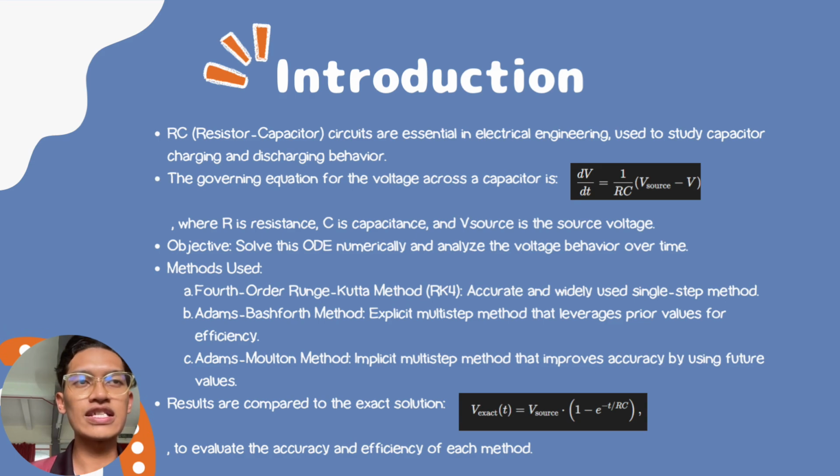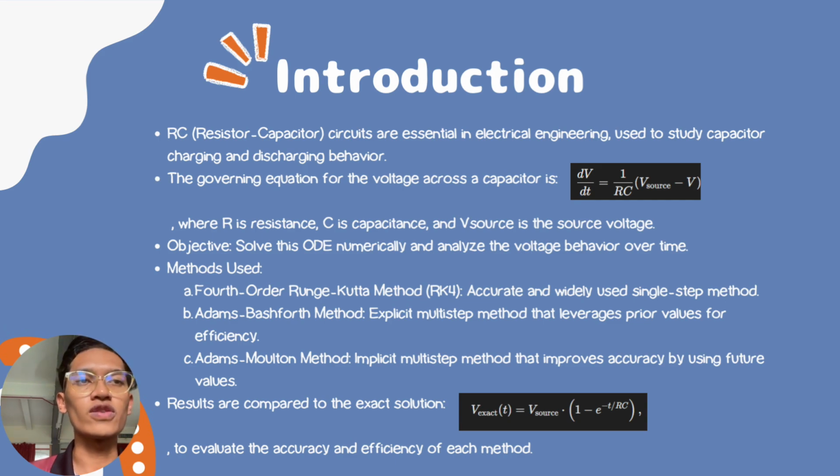Introduction. Resistor-capacitor circuits are essential in electrical engineering, used to study capacitor charging and discharging behavior. The governing equation for the voltage across a capacitor is dV over dt equal to 1 over RC times (V source minus V), where R is resistance, C is capacitance, and V source is the source voltage. The objective is to solve this ODE numerically and analyze the voltage behavior over time.